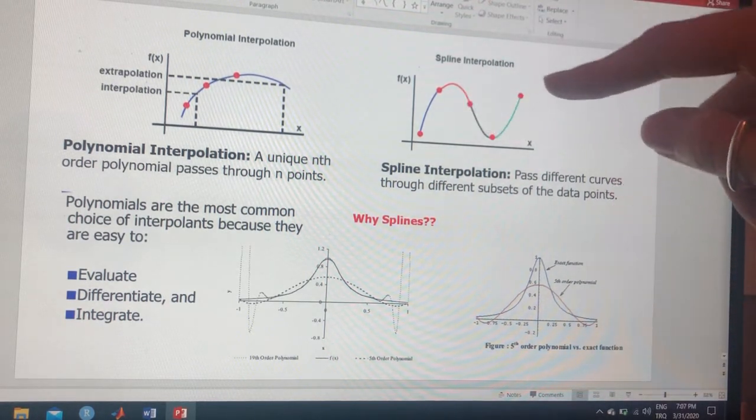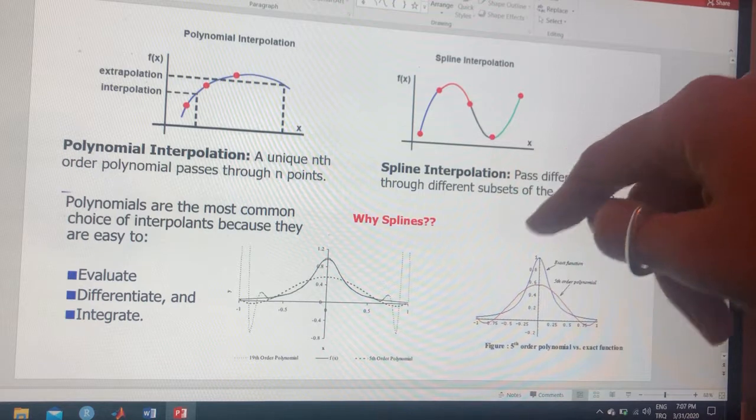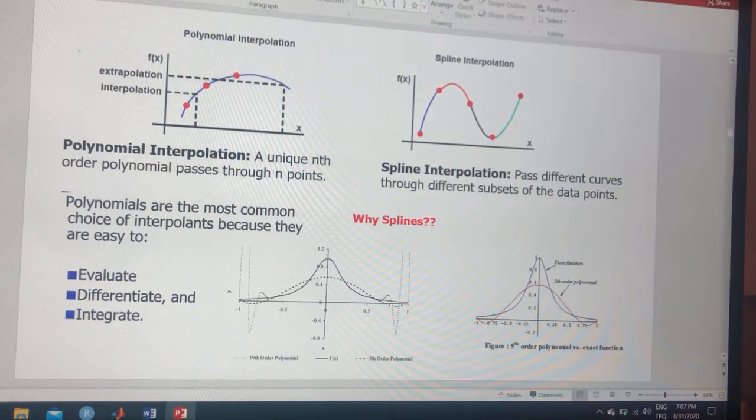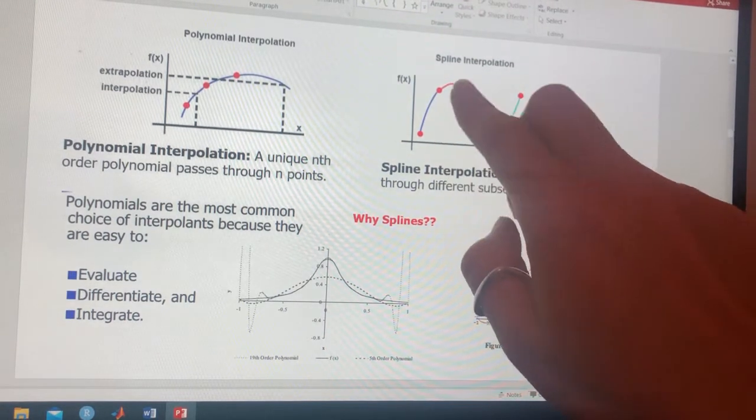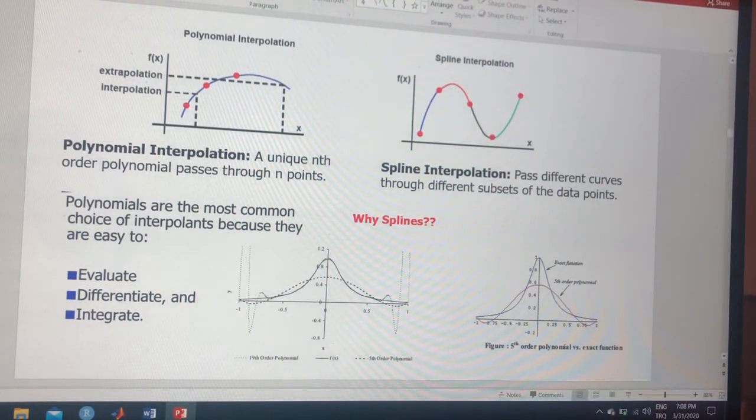Of course, these curves can be linear. So this will be linear interpolation. These curves can be quadratic or cubic. So you can use different choices, different degrees of polynomials, for each curve. So again, you are defining polynomials, but this time for each 2 data points, you are defining one polynomial.